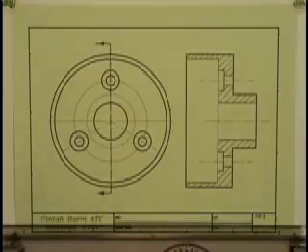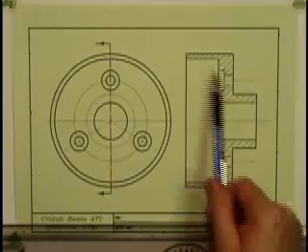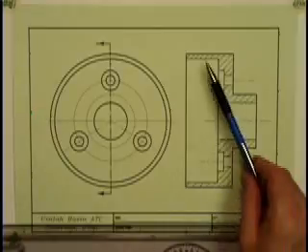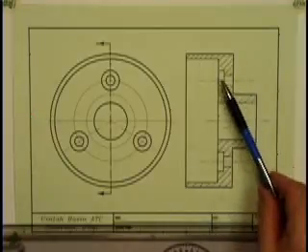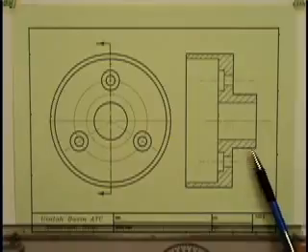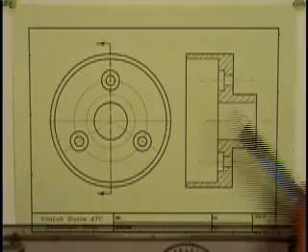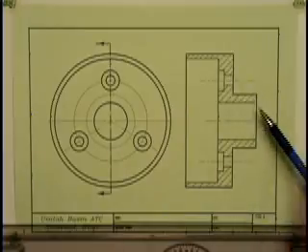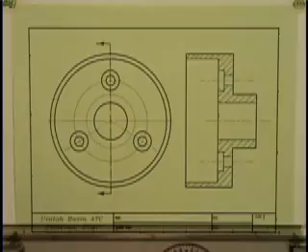But here you are. Here's a completed section view. It started out as an orthographic with hidden lines and all of that stuff. We added the cutting plane line, and then we converted all of the hidden lines to object lines. We took out an object line that was not going to be there when we sliced through the middle, and then we finally added the diagonal cross-hatching. And here you have a finished section view.